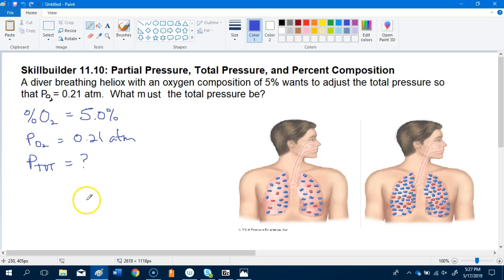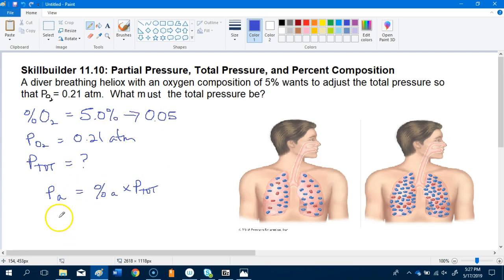And the formula that we're going to use is the partial pressure of the component gas is equal to its percent composition of that gas times the total pressure. So this is the formula that we're going to be using. Now, our percent composition we're going to use as a decimal because we don't use percentages. So 5% divided by 100 is going to give us 0.05.